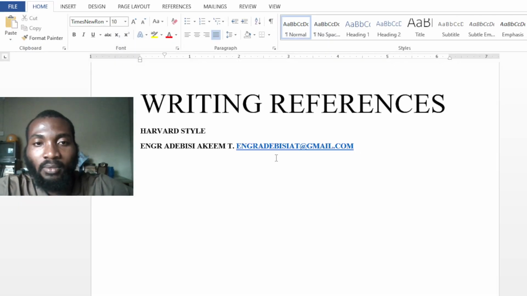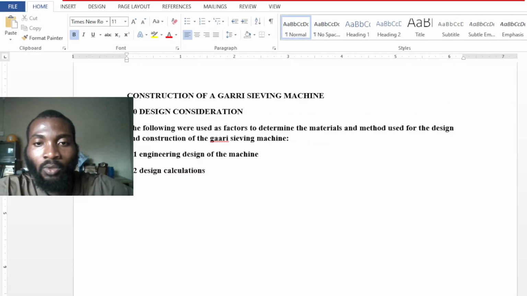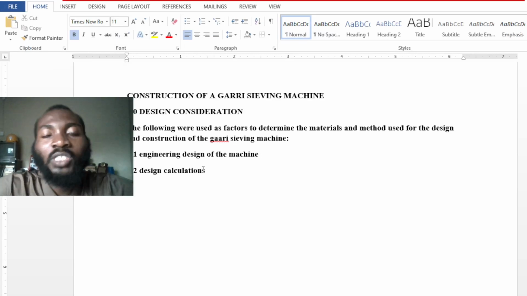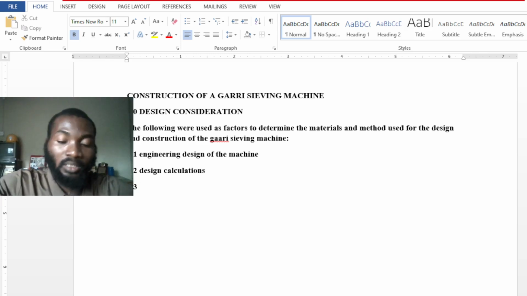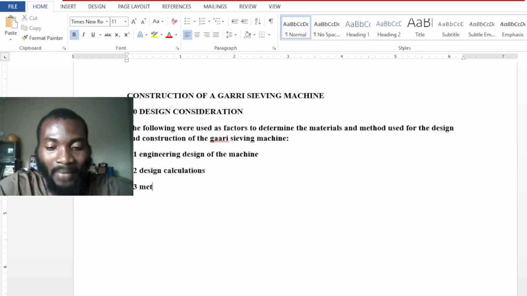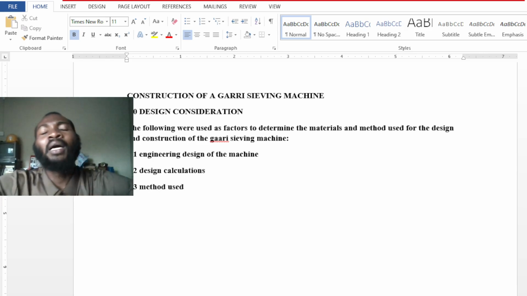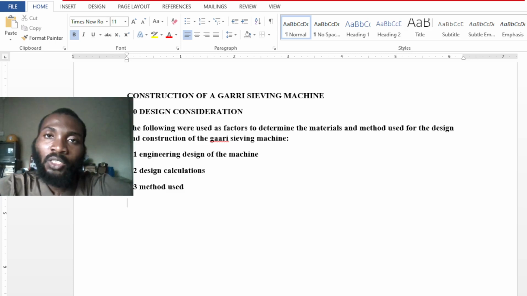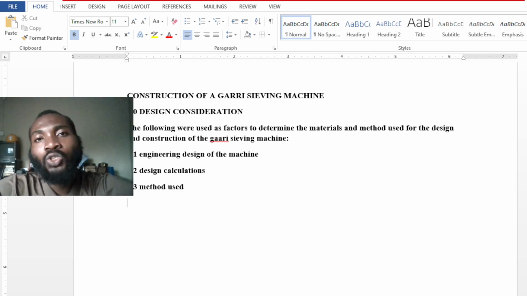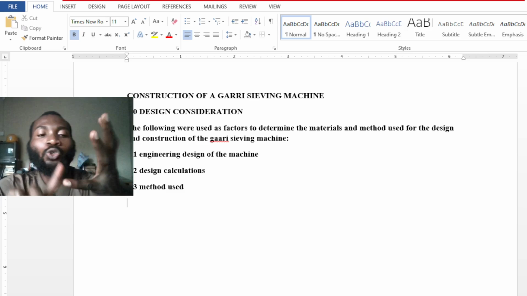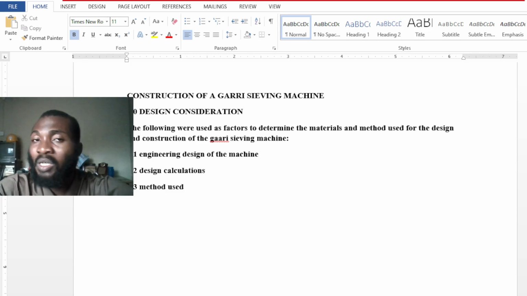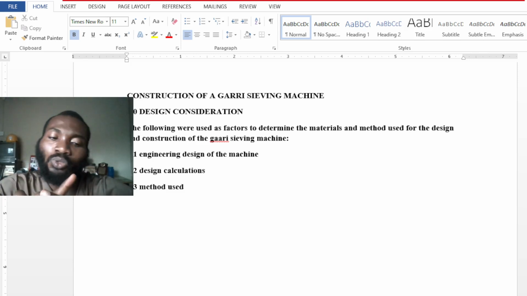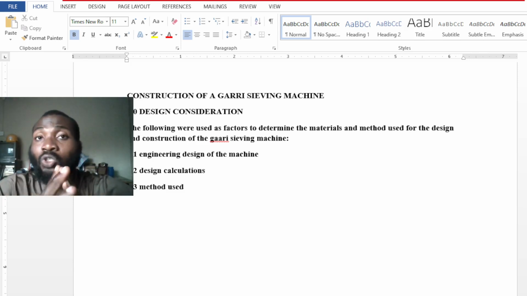After that, your design calculation, you also need to give us your 3.3, the method used. When designing your machine, when constructing it, what method did you use? Did you use casting? Did you use cutting and fabrication, welding? Did you use riveting? What exact method do you use?